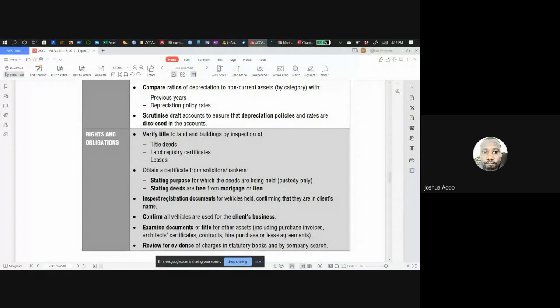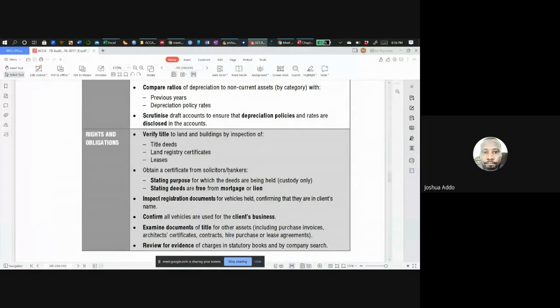So let's read what we have here. Verify title to land and buildings by inspecting title deeds, land registry certificate, leases. Yes, they say they have rights to it. The rights can come in the form of ownership of it, or substantively using the assets, even if they don't own it. And you can substantiate rights to the assets by checking. This is more for ownership. Title deeds, land registry certificates, leases. You are testing it for assets like land and buildings.